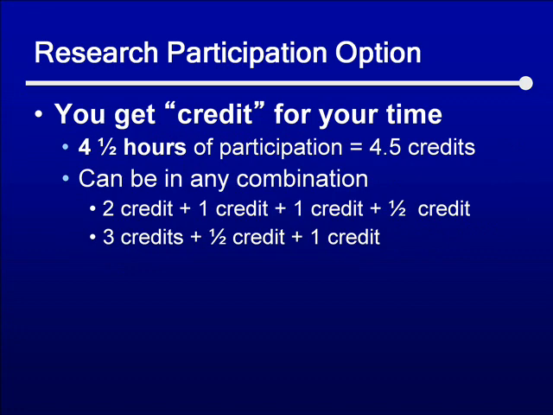In terms of what you have to do, you get credit for your time. So 4.5 hours of participation in studies equals 4.5 credits. You can do this in any combination. So those of you taking this course online will have to do online surveys, which are mostly listed in half credits. So each online survey is a half credit, meaning half an hour. So you'll have to build those up to get to 4.5 credits.